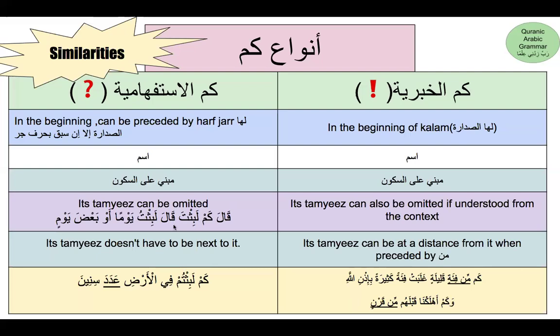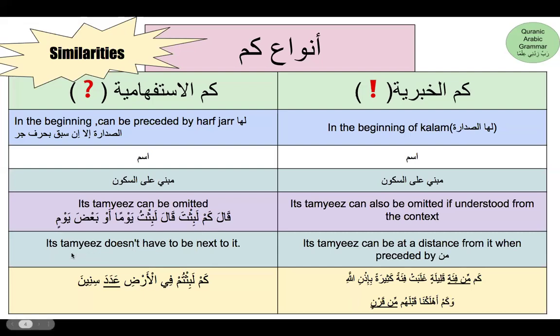Qala kam labistum. Qalu labithna yawman aw ba'da yawm. So here there is no tamyiz for kam. However, it has been understood from the context that tamyiz for kam is zarf zaman, and therefore kam can be labeled as muta'alliq bil fi'l.